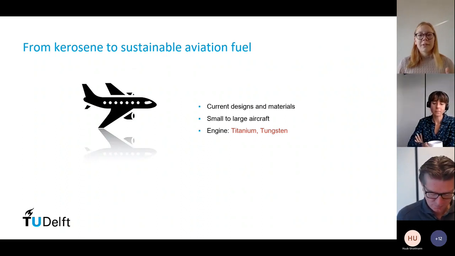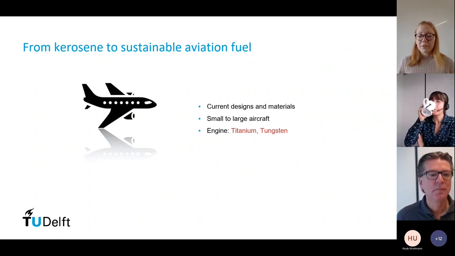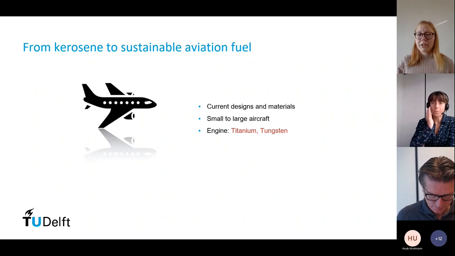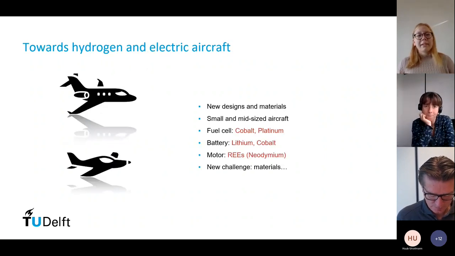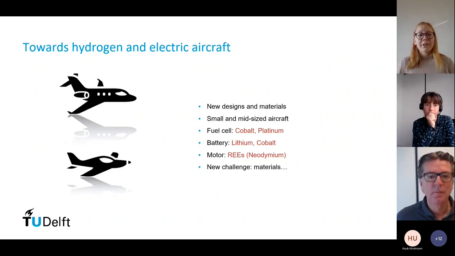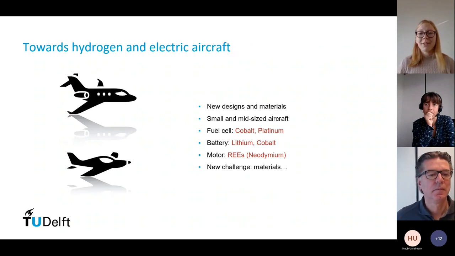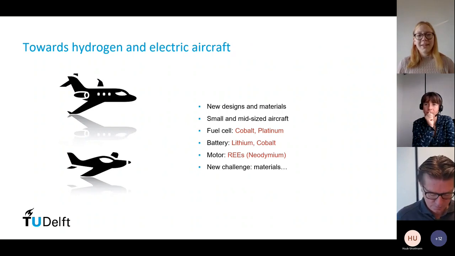But now that we are transitioning towards other means of transport, towards other fuels, the problem is also changing a little bit. And you can see it here when we're looking at hydrogen and electric aircraft. For both of these, we need new designs and new materials. Hydrogen and electric aircraft are mainly applicable now in the small and mid-sized aircraft. So large aircraft, unfortunately, is not yet possible. Maybe in the future, we can look at the Flying V and even bigger types of the Flying V.